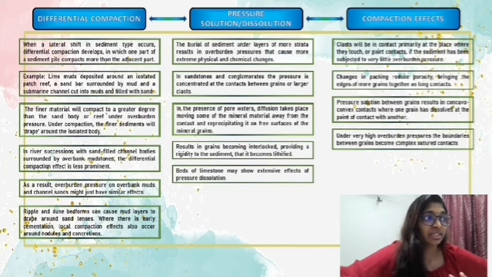This results in grains becoming interlocked, providing a rigidity to the sediment so that it becomes lithified. Beds of limestone may show extensive effects of pressure dissolution.